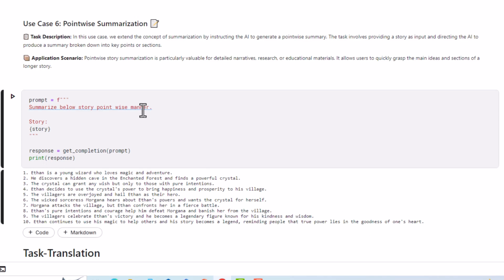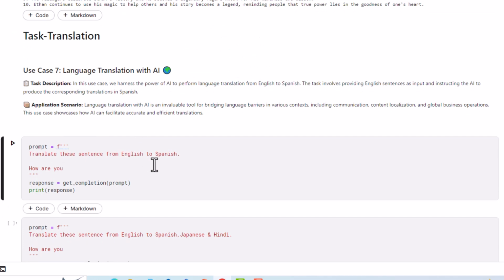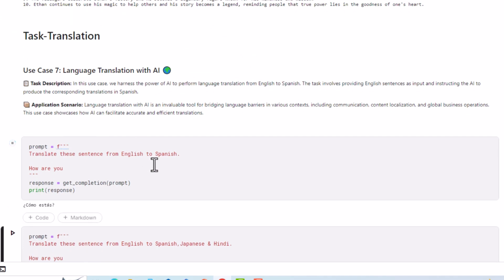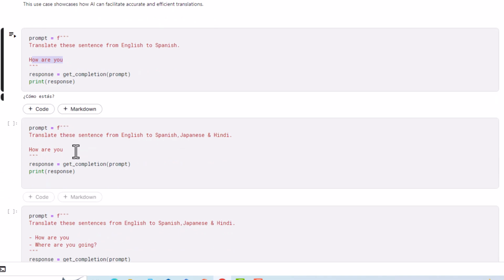This is useful in the research and educational industry where there is a long text available, but you want to summarize important points. The next task is translation. In the translation task, you want to translate a single sentence into multiple languages. One such example is where you have your website in English, but now you want to translate your entire website into multiple languages. So let's take an example where you ask a model to translate something from English to Spanish and you write a sentence, how are you? And then it converts into Spanish.